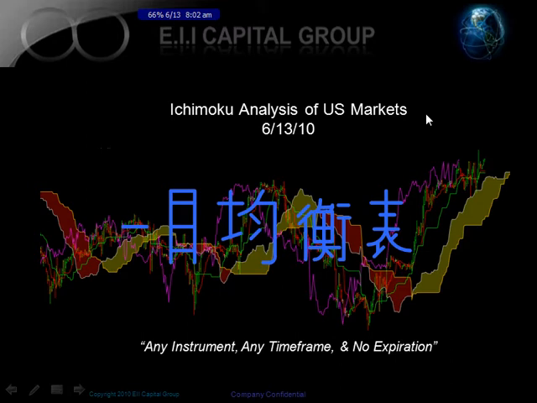Today is June 13th, 2010. We're going to be going for the Ichimoku analysis for the U.S. markets. Just like normal, we're going to go for the disclaimer at the very beginning.